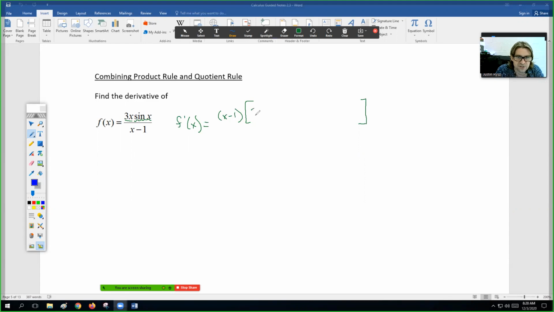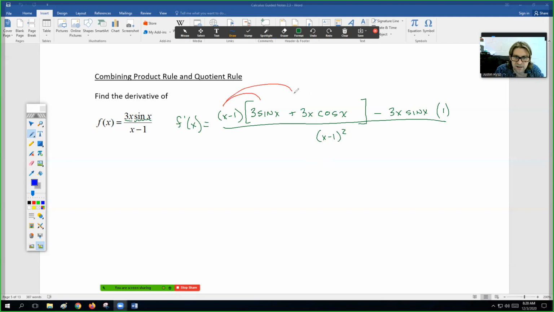So we have low. Now the derivative of the high, just isolate this part here: we have 3x, which is 3. We'll leave the sine x alone, plus the 3x is left alone. The derivative of sine x is cosine of x. So far, this is just low times d high. Then we're going to have minus high times d low, which luckily for us, d low is just 1, all over low squared, which will be x minus 1 squared.